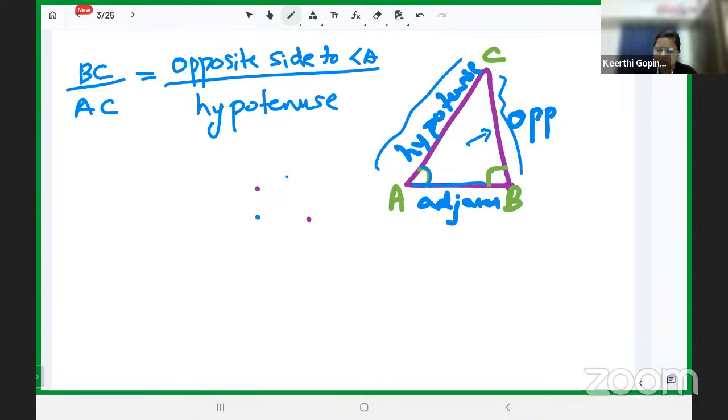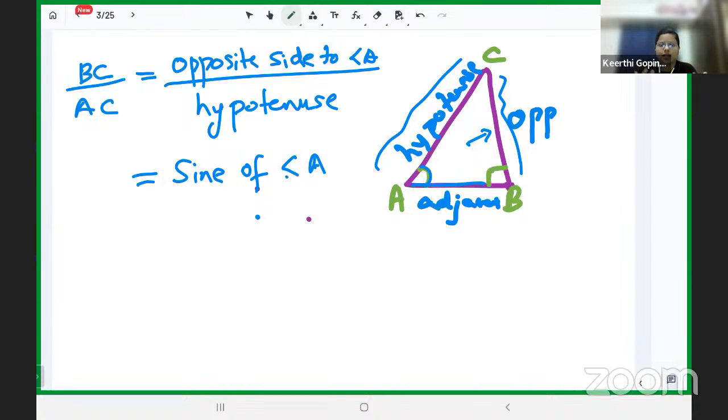Is that clear to you all? And this one is called the sine of angle A. What is it called? Sine of angle A. So sine of angle A is nothing but the opposite side by the hypotenuse of a right angle triangle. What is sine of angle A? Opposite side by hypotenuse.